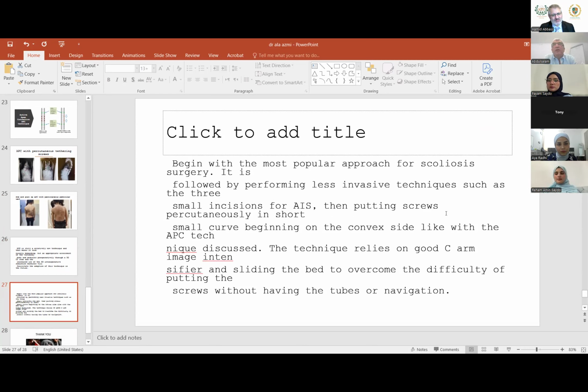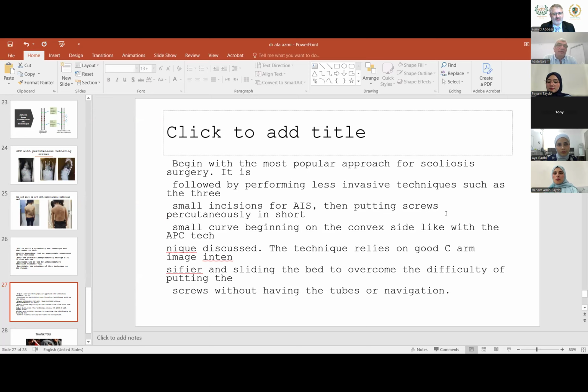But you don't need to begin with this kind of management. You need to go with the popular approach for scoliosis, and then follow by performing a less invasive technique, such as 3 small incisions for AIS. Then you can go on to putting screws percutaneously, unless you have a navigator, which would go much better. And begin with small curves, beginning on the convex side, like in the APC technique.